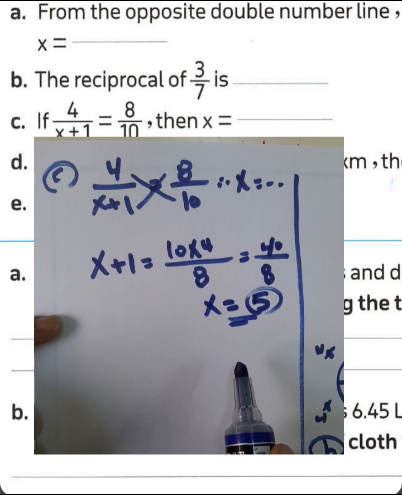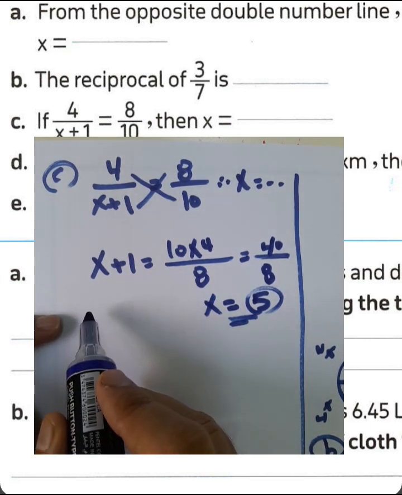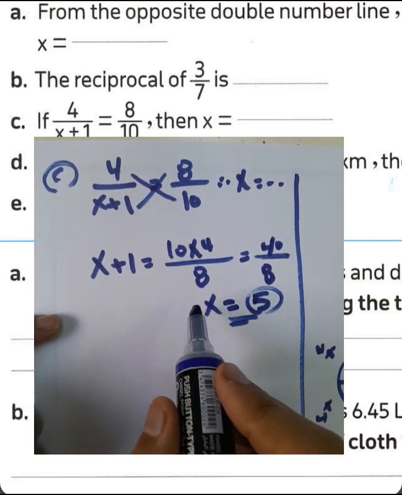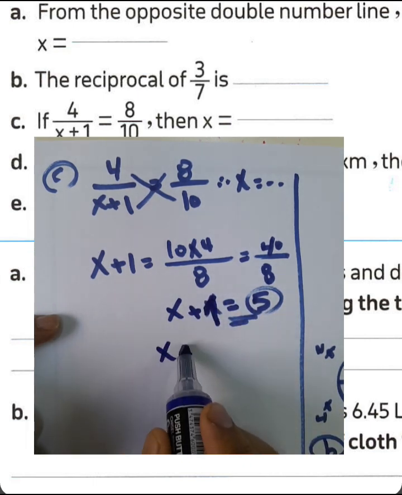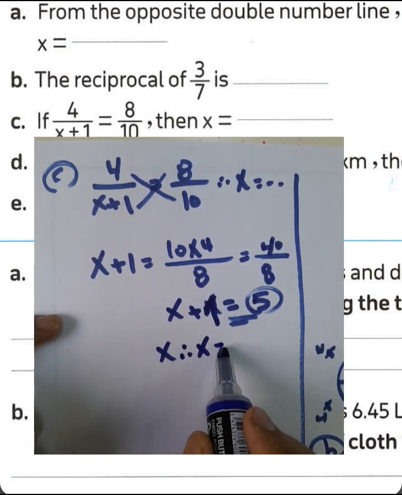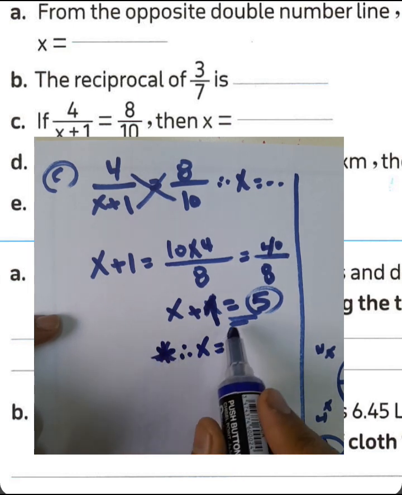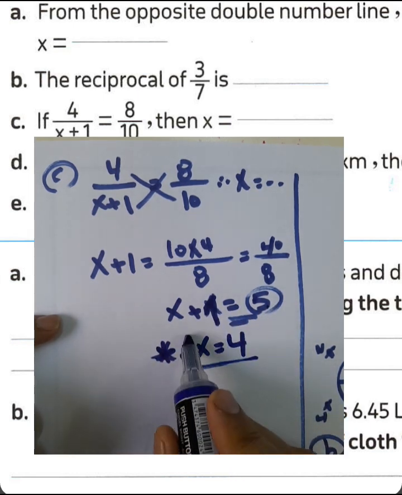5 times 8 equals 40. But we want to find the value of x. We have x plus 1 equals 5. Then the value of x will be 5 minus 1, it will be 4.